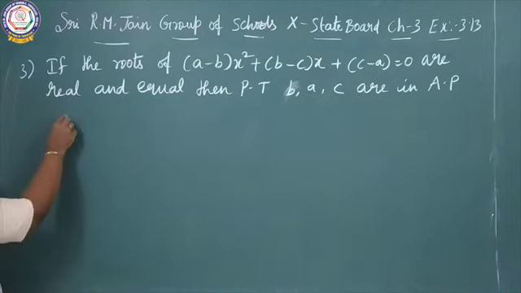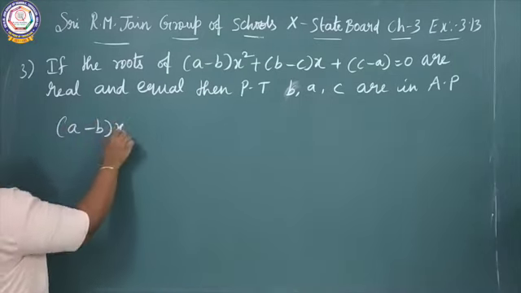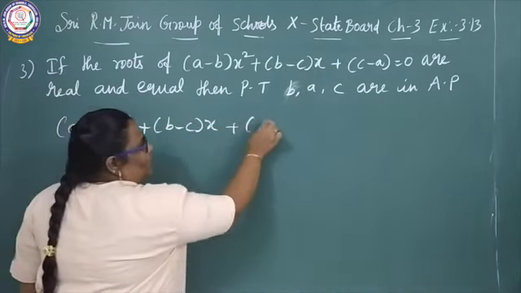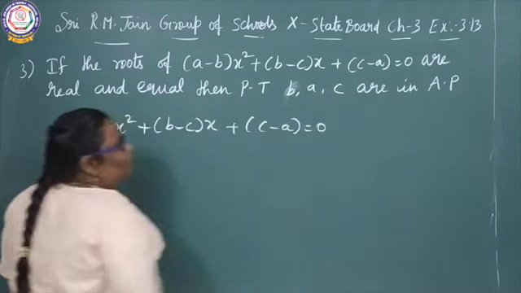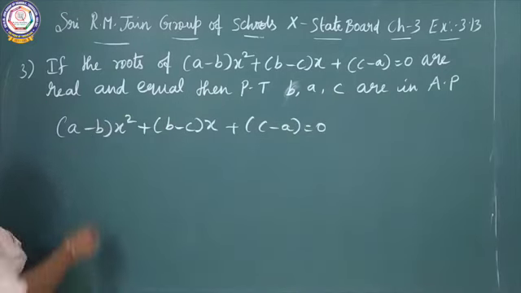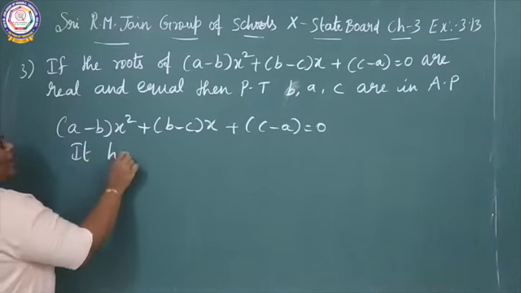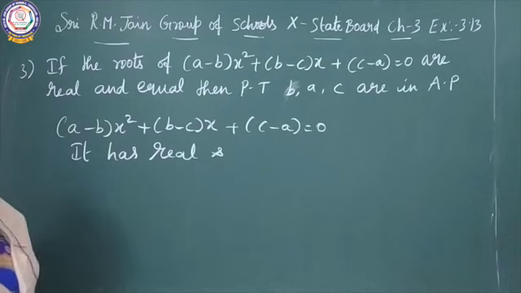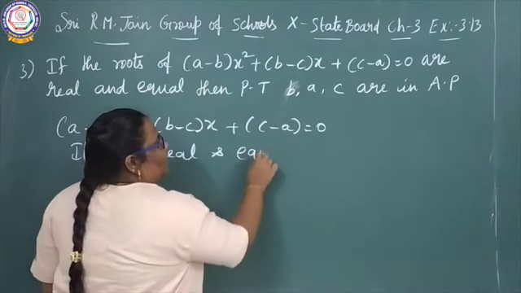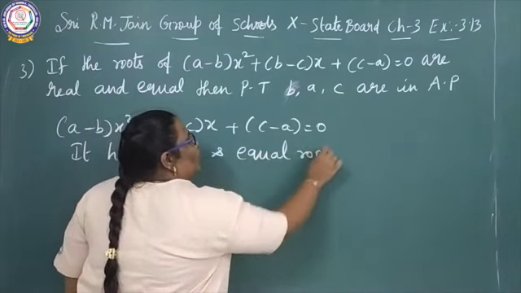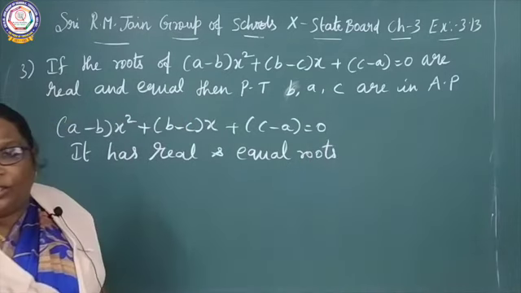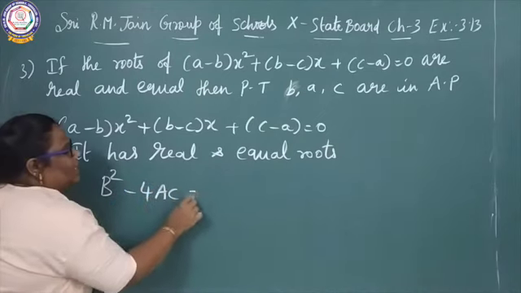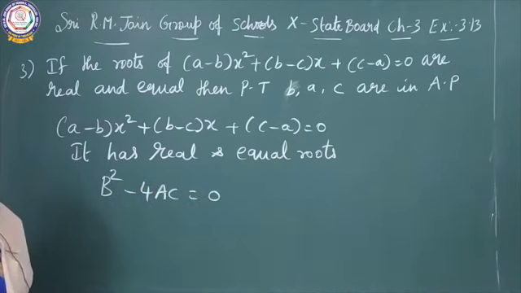See the given sum, (a minus b)x square plus (b minus c)x plus (c minus a) equal to 0. They have given the equation, it has real and equal roots. So what is that real and equal roots? What is the nature of the roots? b square minus 4ac equal to 0.